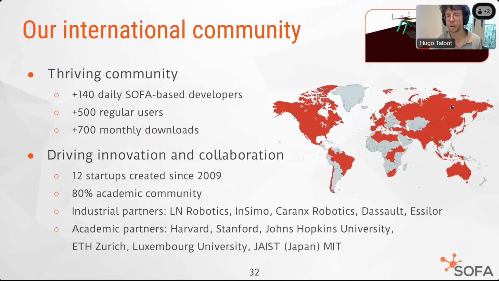Insimo is one of our spin-offs that we have in France. Robotics is another French company, which is one of the partners of SOFA, but which is not a spin-off of the project. Dassault, a French international group. Essilor. And obviously, it's not an exhaustive list of the industrial partners.